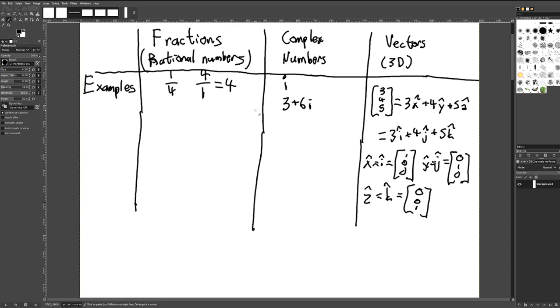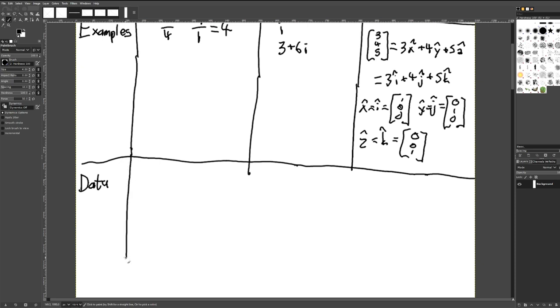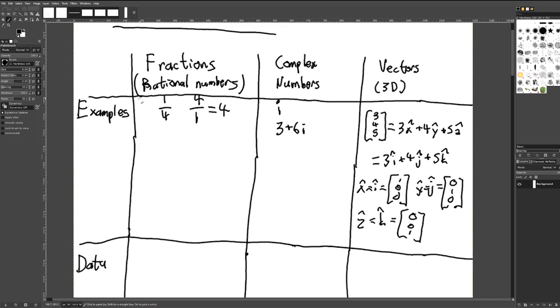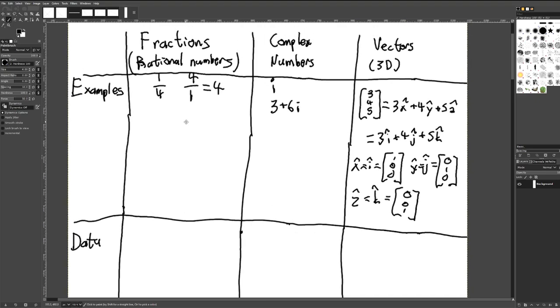So these are just some examples of data structures. And the reason that I call these data structures, I'll put down right here, next thing in our table: the data. What is the data in these data structures? So if I ask you, what is a fraction? Go ahead and answer that. It's kind of a tricky question, and it depends on what you're doing with the fraction. It sort of depends on who you ask what a fraction is.